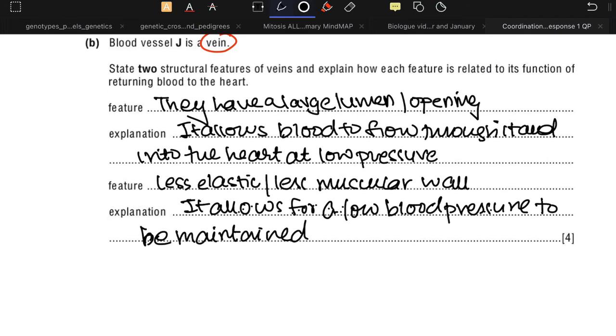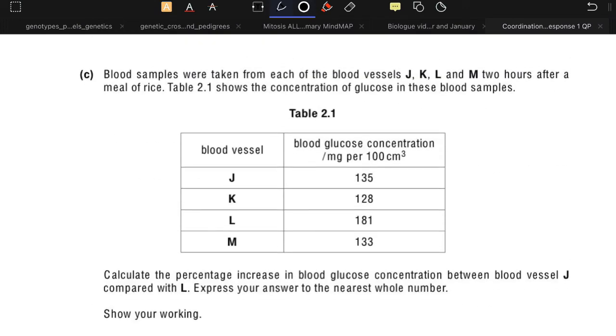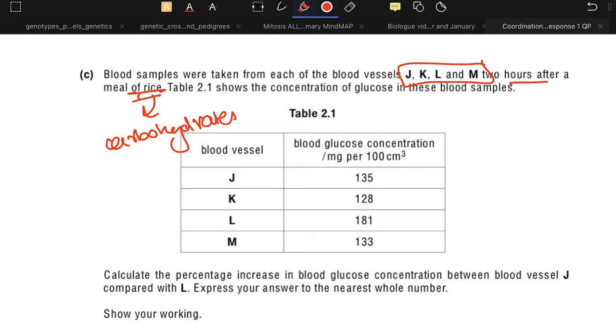Alright, moving on to the next thing. Blood samples were taken from each of the glucose vessels J, K, L and M after 2 hours after a meal of rice, which is carbohydrates. Alright, meaning already when you look at the question, you should think of it like this. Now they've eaten a meal of rice, they've eaten some carbohydrate, meaning the glucose level in their blood must have increased. So this must have something to do with the concentration of glucose, and exactly it is that. So concentration of glucose in these blood samples.